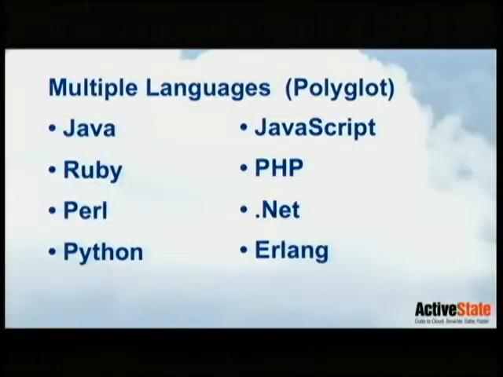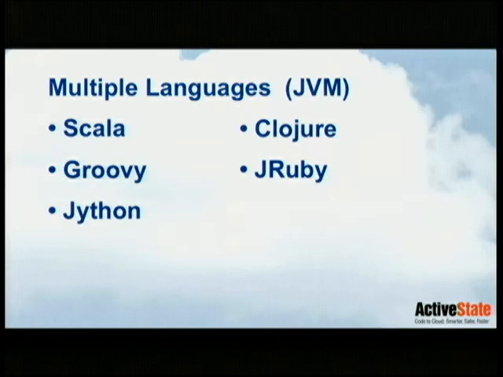Okay. Interesting. Anyway, that's kind of the stack, and I'll go into more detail because I think it's interesting and informative how it actually works. But before I do that, it supports multiple languages: Java and Ruby and Perl and Python, JavaScript, PHP, .NET typically, and Erlang's another example. Then there's a whole class of languages that run on top of the Java virtual machine, like Scala and Groovy and Clojure, JRuby, Jython.